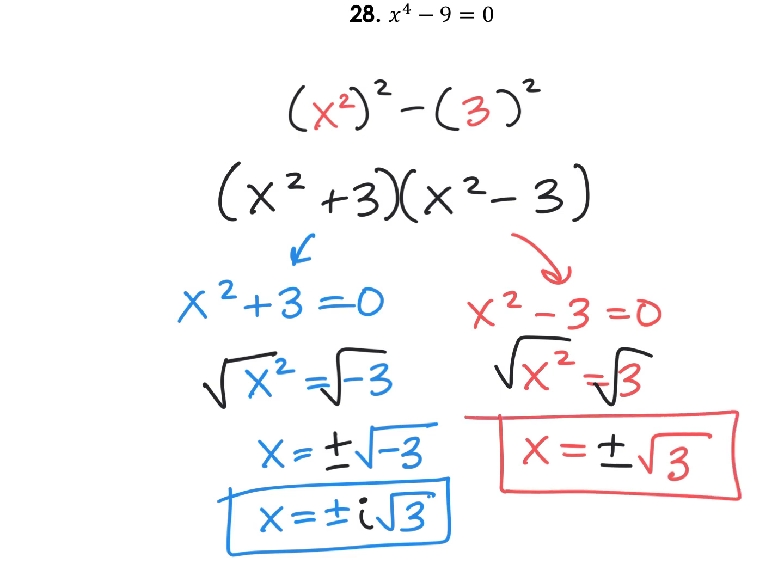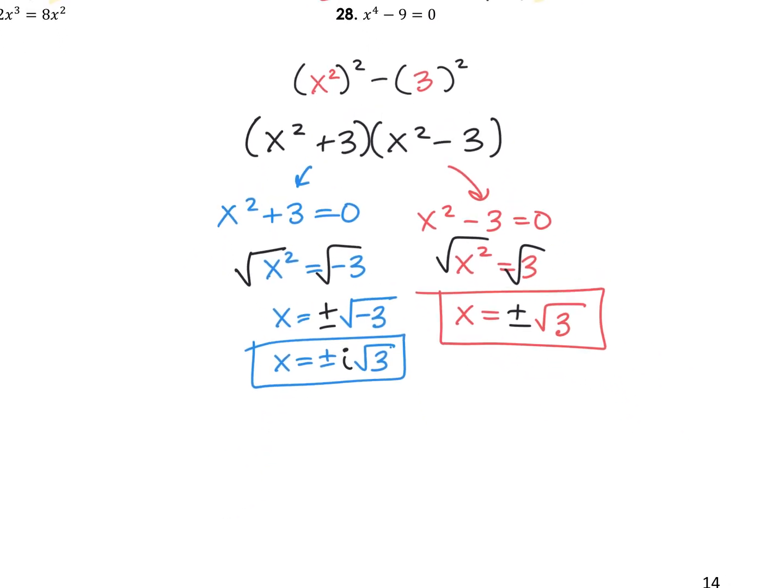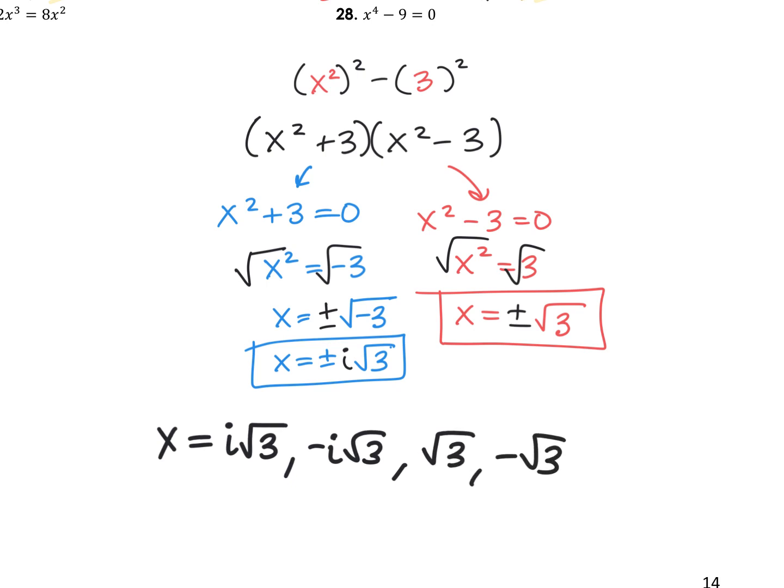There's no negative this time, so no i's. So then if I were writing a solution set, then it would look like this. X equals positive i root 3, negative i root 3, positive root 3, negative root 3. So this is the solution set, which is a little excessive, I think. Okay.